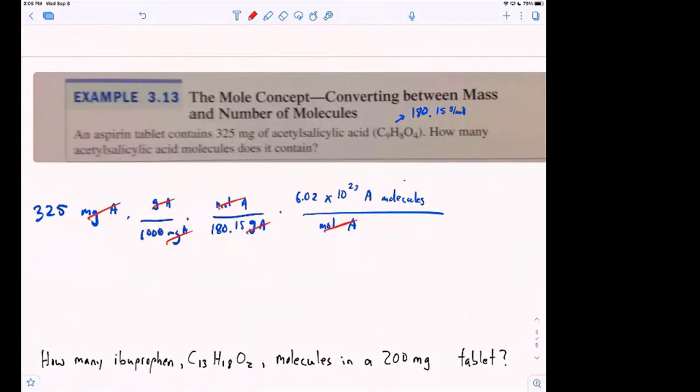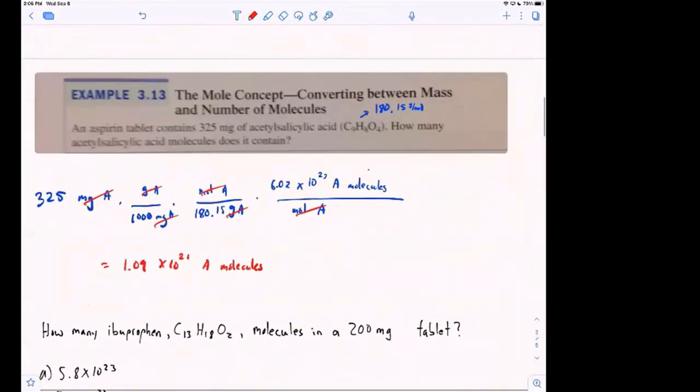So doing this, you get 1.09 times 10 to the 21 aspirin molecules. That means when you take a tablet of aspirin, that's how many molecules you're getting. Okay, so, recap for this one.